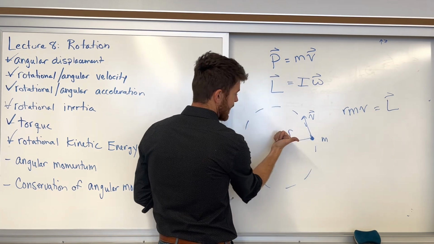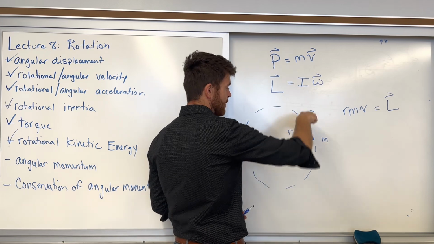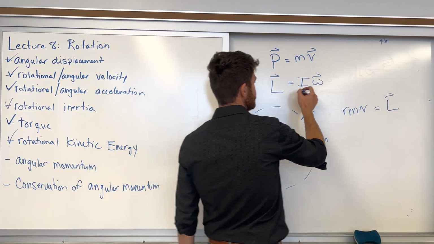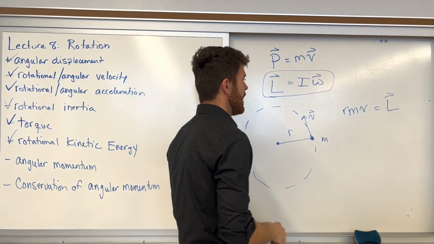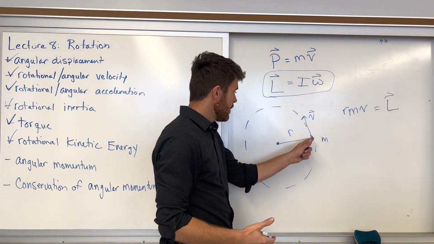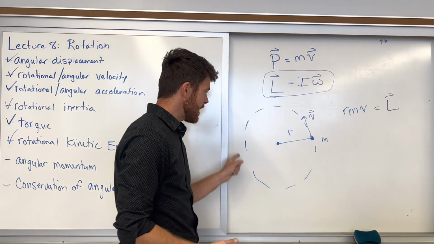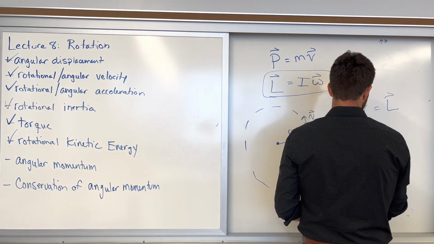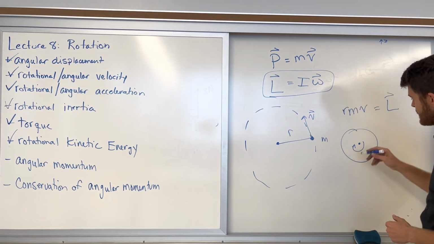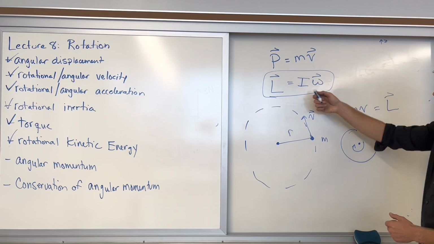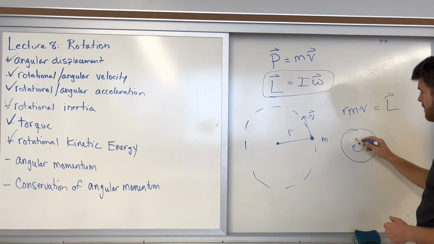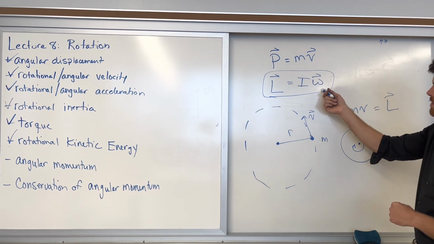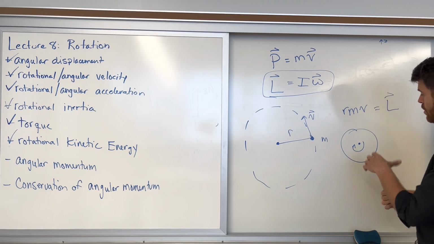If it's moving that way, you use the right-hand rule. L points this way. If it was moving that way, L would point that way, following the right-hand rule. This term for angular momentum applies to a body that's rotating about an axis. So not an object moving along a circle, but let's say we had a disk rotating about an axis. It would be the rotational inertia of that disk multiplied by the angular velocity, the rate at which it's rotating. That would give us the angular momentum of that rigid object.